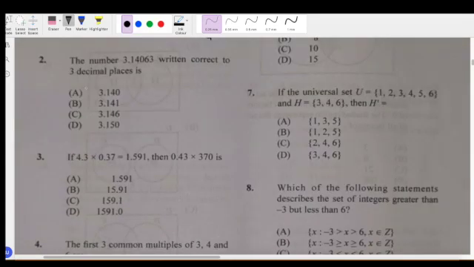The number 3.14063, which looks like pi to me, but maybe it's not written correct to 3 decimal places: 1, 1, 2, 3. So it'll be 141 once this is over 5. So that's B.